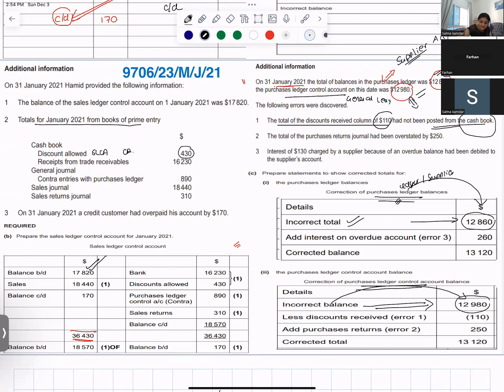So wait, could you repeat the point? I didn't get it. I have not mentioned if this error is happening in the ledger or supplier account.